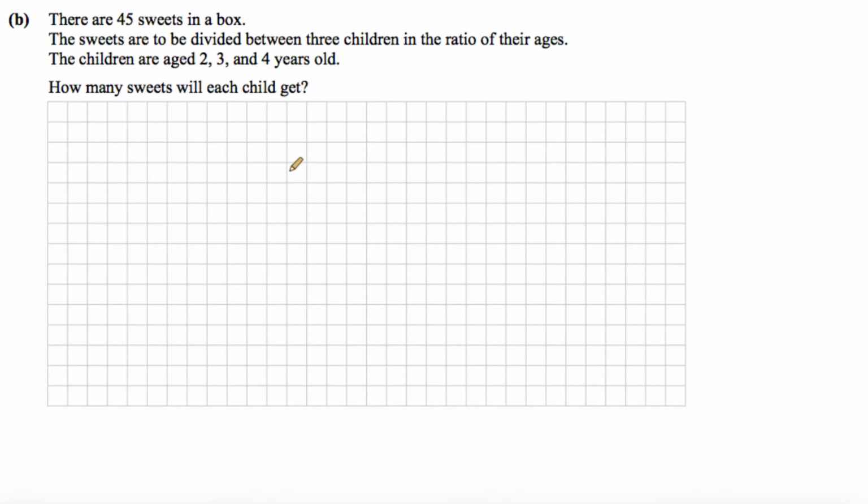Part B says there are 45 sweets in a box. The sweets are to be divided between 3 children in the ratio of their ages. The children are aged 2, 3 and 4 years old. How many sweets will each child get? Okay, so if we're dividing the 45 into the ratio 2, 3 and 4, that means 2 parts, 3 parts and 4 parts for each of these 3 children. So 2 parts, 3 parts and 4 parts altogether, that's equal to 9 parts.